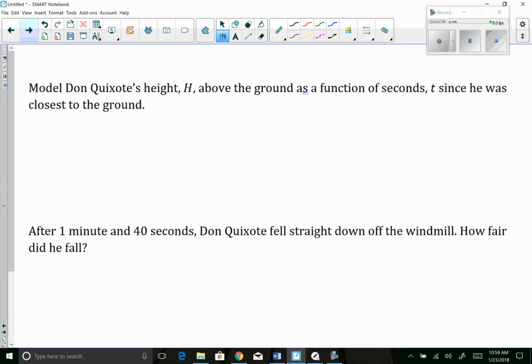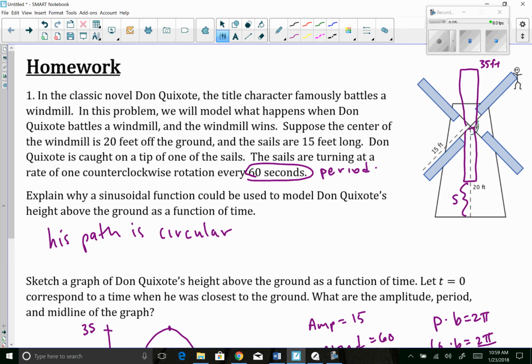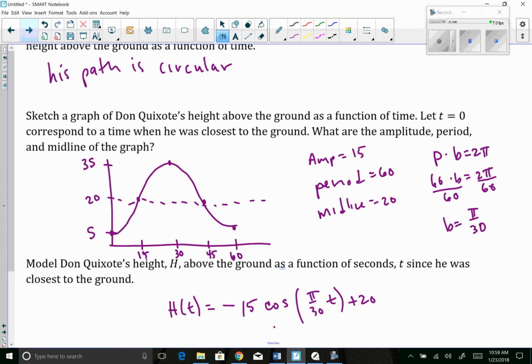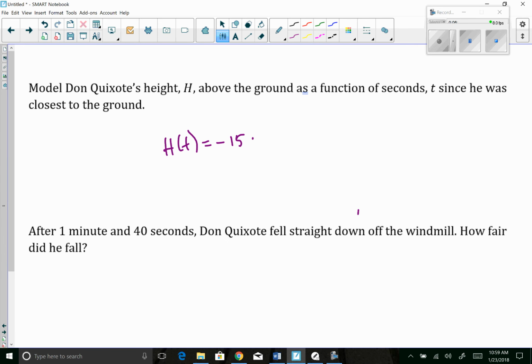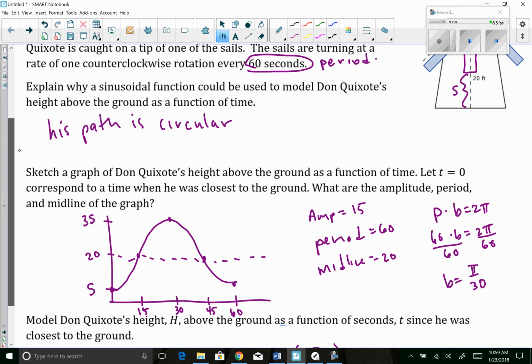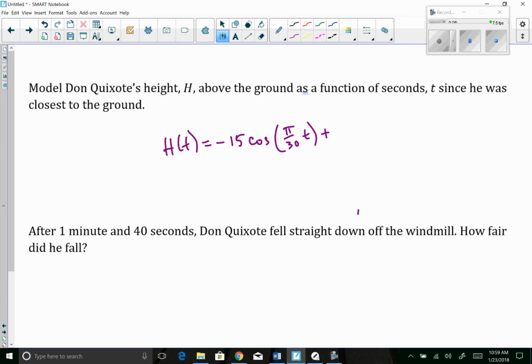So now that I know the equation, which I'm just going to rewrite here, h of t equals negative 15 cosine of pi over 30 t plus 20. I'm now asking you to find out, if Don Quixote fell straight down off the windmill after 1 minute and 40 seconds, how far did he fall?